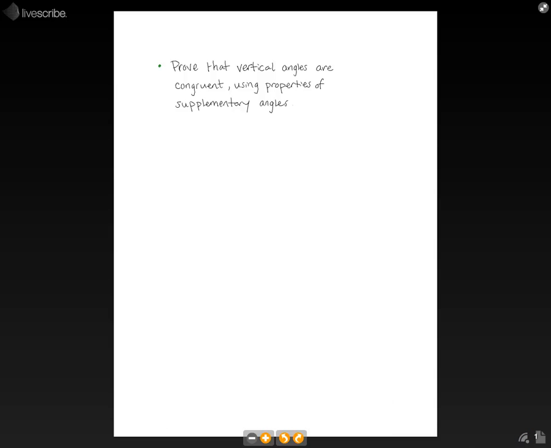Here we are asked to prove that vertical angles are congruent using properties of supplementary angles. So let's remember what we mean by vertical angles. If you draw two lines that cross, they form four angles, or two pairs of vertical angles. The vertical angles are the ones that are right across from each other. So there's one pair, and here is a second pair of vertical angles formed by crossing lines.